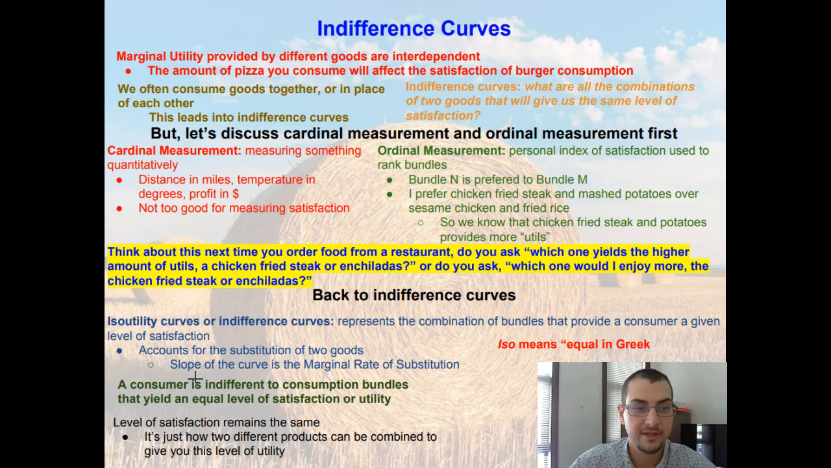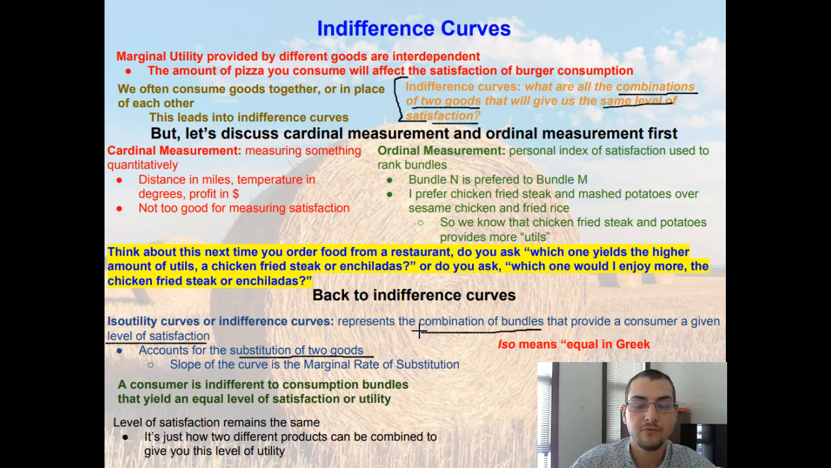Indifference curves go by two names. They go by iso-utility curves or indifference curves. These iso-utility indifference curves represent the combination of bundles that provide a consumer a given level of satisfaction. And it accounts for the substitution of two goods. Just like up here, if we look at it in layman's terms, what are all the combinations of two goods that give us the same level of satisfaction?